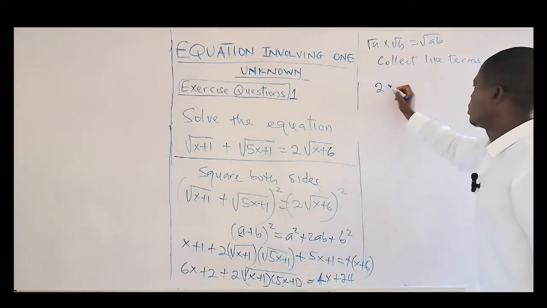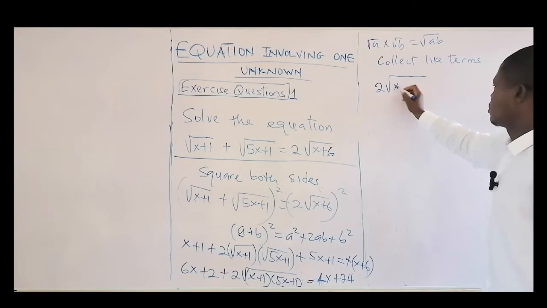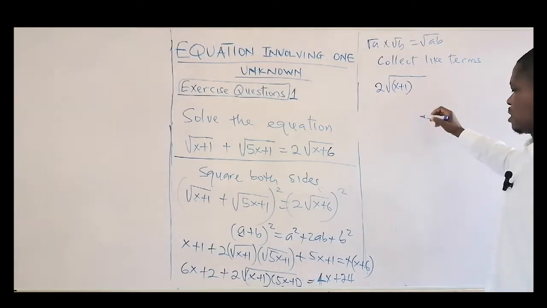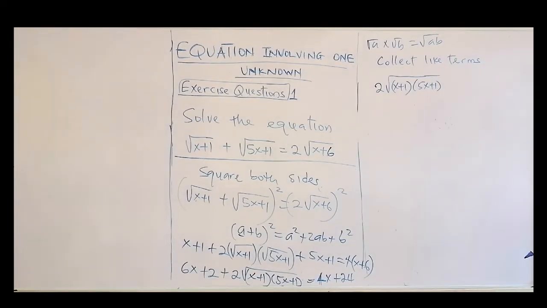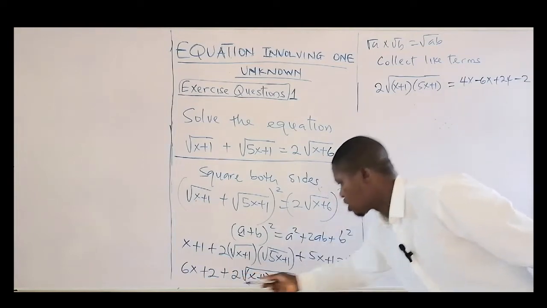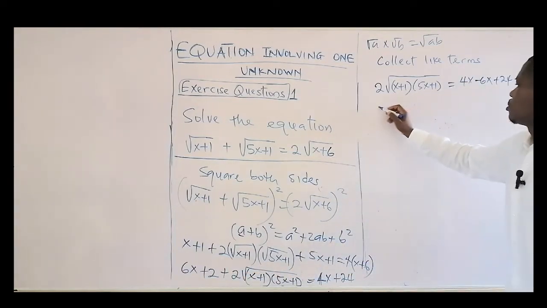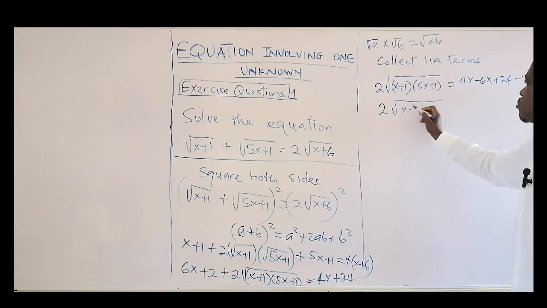So which is equal to 2 into brackets x plus 1 into brackets 5x plus 1, then equal to 4x. What we have here, 4 times 1, then minus 6x, then plus 24, minus 2, 24 here. Move this 2 to the side. So I will now have 2 of this radical, 2 of this expression, 2 times x plus 1 times 5x plus 1.